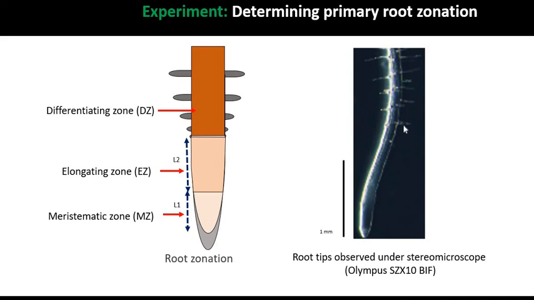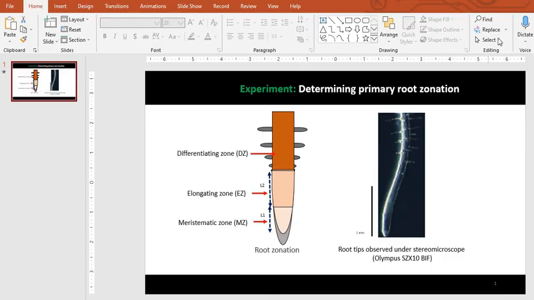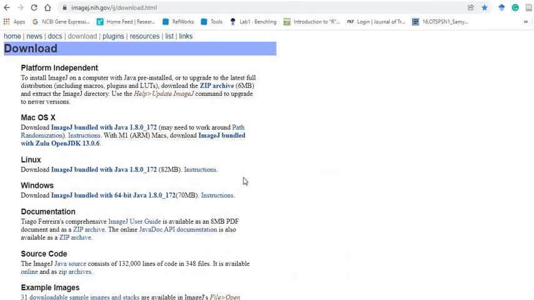This is how this primary root appears under a stereo microscope, so the zonation is not clear if you see it under the microscope. So the normal procedure I follow is just to take the length from this tip to this first root hair appearing place. So moving on to measurements.